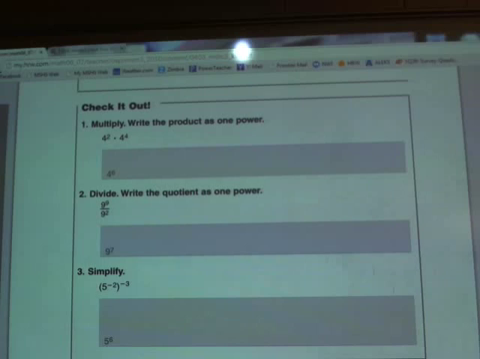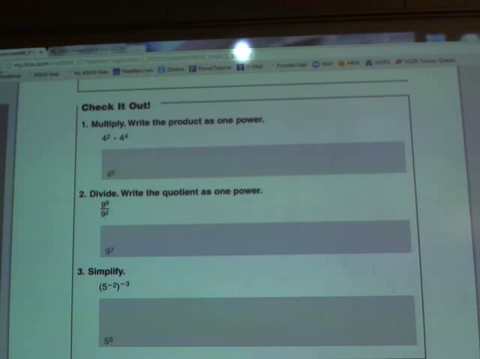Number 2, 9 to the 9th divided by 9 to the 2nd. Again, hopefully you remember that when we divide and the bases are the same, we subtract the exponents. So this is 9 minus 2 is how I'm going to get to the solution here. 9 minus 2, of course, changes into 7. So this is 9 to the 7th power.